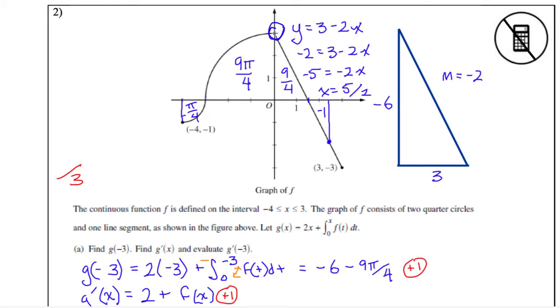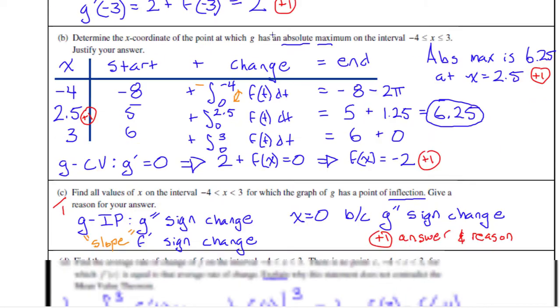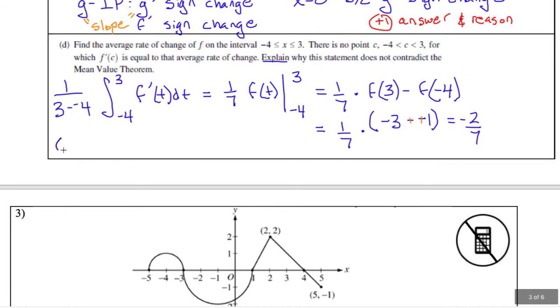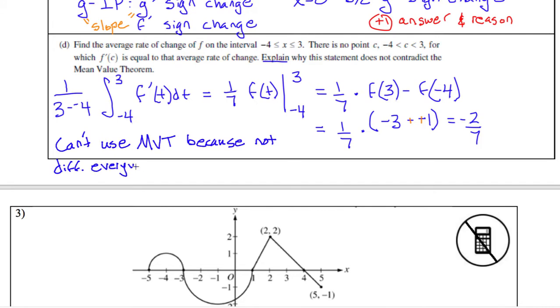If it was curvy right here and differentiable, then it would have had a slope of -2/7 somewhere in that curvy part. You're right. So our answer is, can't use MVT because not differentiable everywhere on the interval -4, 3. And if you need more of an explanation, even just saying that will give you 1 point. This one was out of 2 points. You got 1 point for getting the slope, 1 point for saying what I just said.